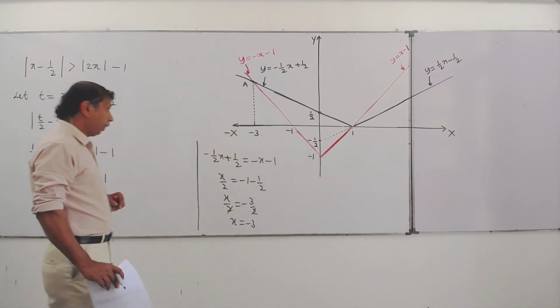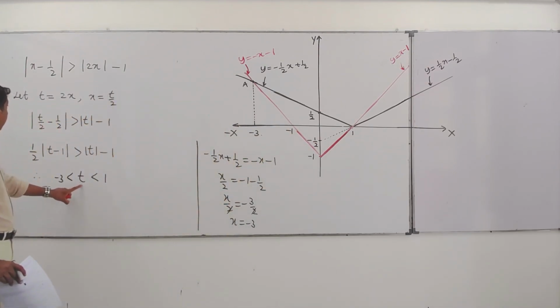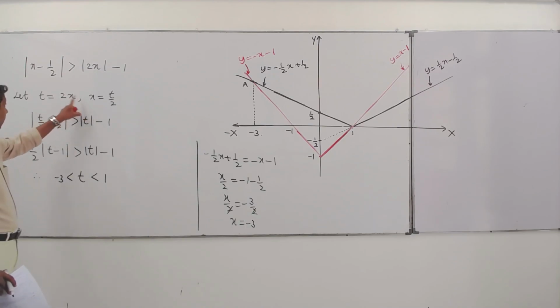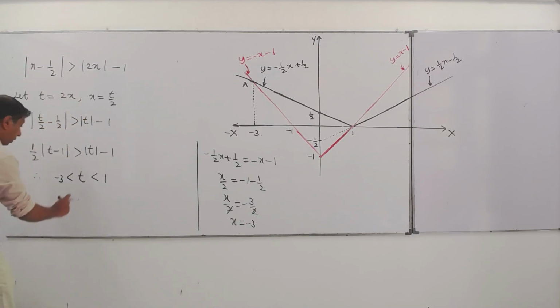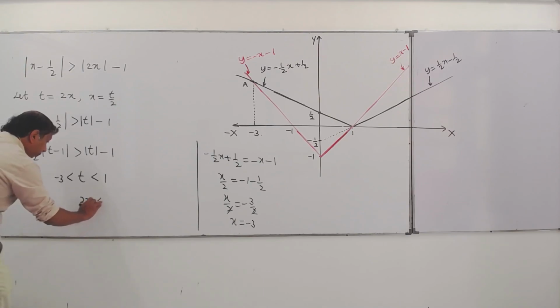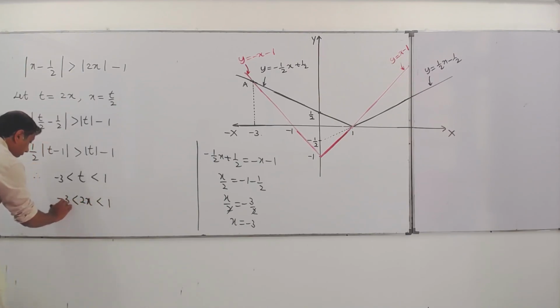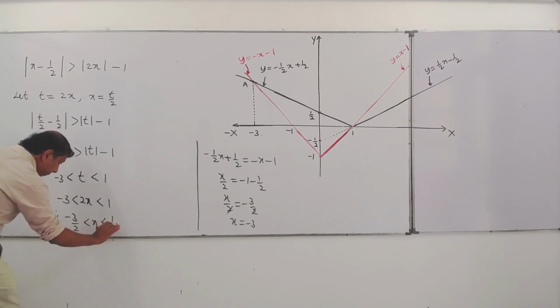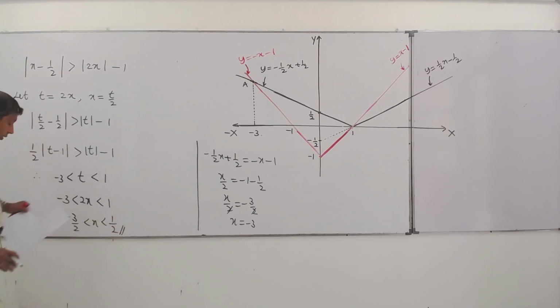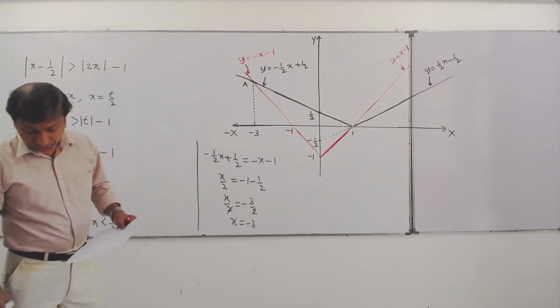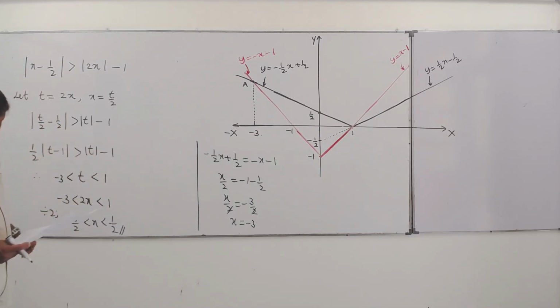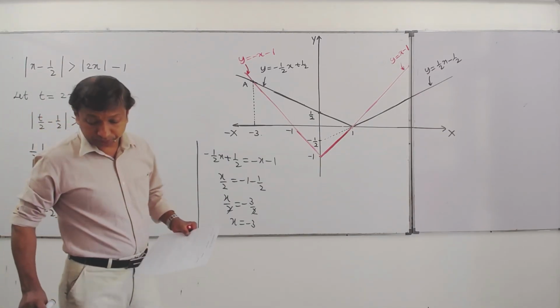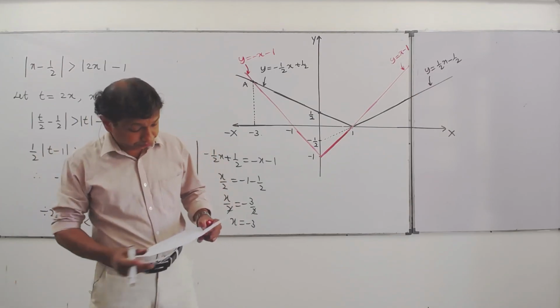Okay. Now we'll convert this t. t is really 2x, so put 2x here. Now divide by 2. Then we get the answer this way. The required answer is: x is less than half and greater than minus 3 by 2. Okay, first question is that.